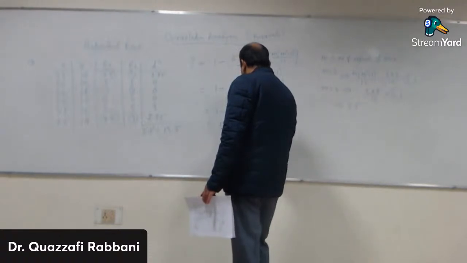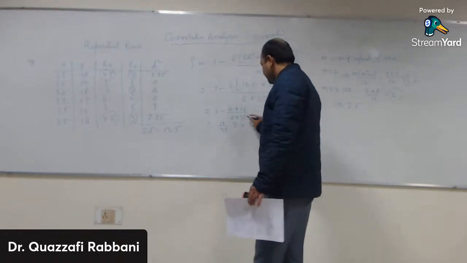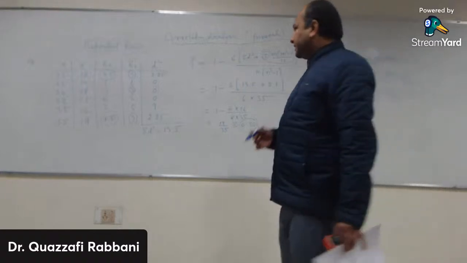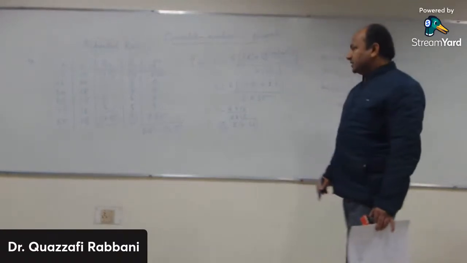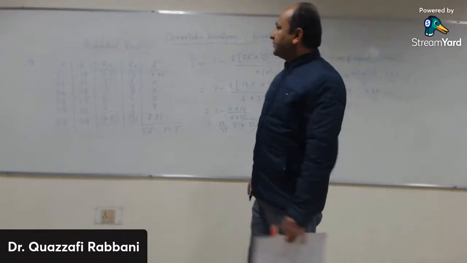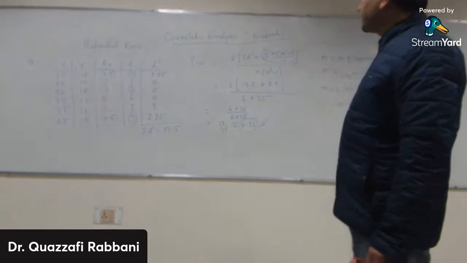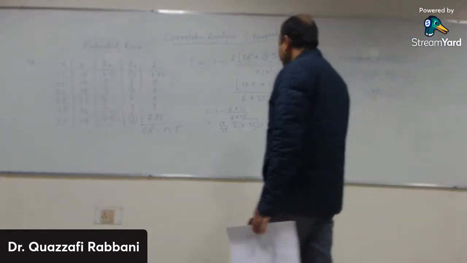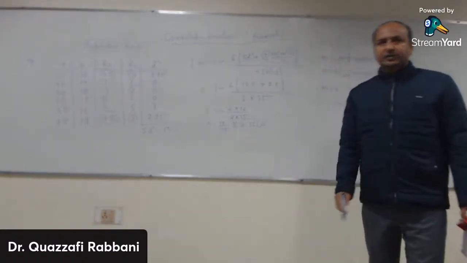So 0.56, something like this. This is not exact, but we just take this value, approximately 0.5. So this is the rank correlation when the data are repeated. In case of repeating ranks, you find the rank correlation using this formula, and you will get a positive correlation.